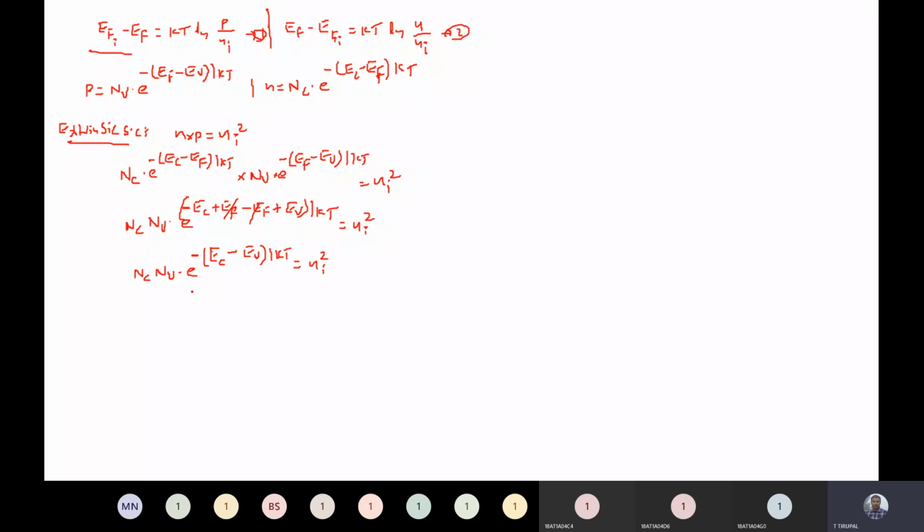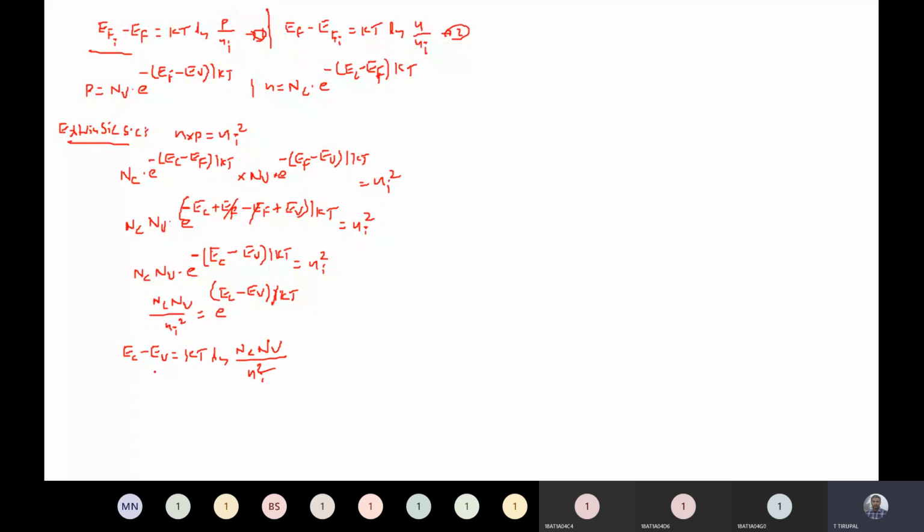Now apply natural logarithm. Bring this NC NV here only, you keep this NC NV divided by Ni square, cross multiply it, bring this e power this side. What do you get? E power plus EC minus EV divided by KT. Right. Apply natural logarithm, what do you get? EC minus EV is equal to KT ln NC into NV divided by Ni square.